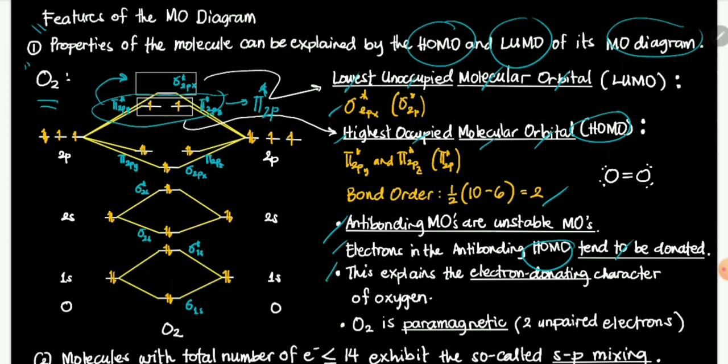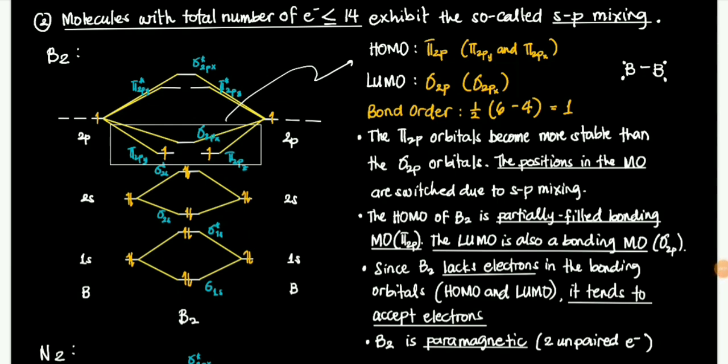So, another, okay, is that oxygen is paramagnetic. Since meron tayong unpaired electrons dun sa HOMO, it means that the oxygen molecule is paramagnetic. It interacts with a magnetic field. Okay? So another feature of your molecular orbital diagram is that it can illustrate the so-called sp mixing. So sp mixing is a phenomenon that occurs for molecules with electrons that are less than or equal to 14. So kapag less than or equal to 14 yung electrons ng inyong molecule, nagkakaroon siya ng sp mixing.